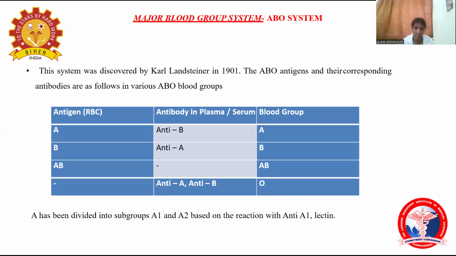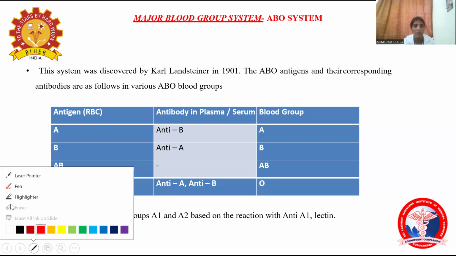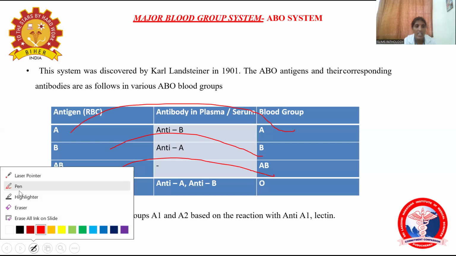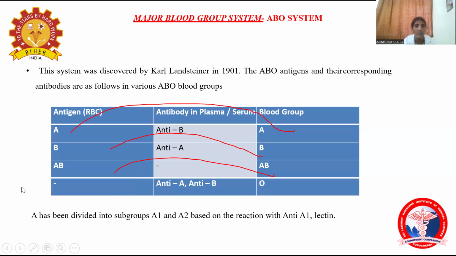For example, if A antigen is present in the cell membrane, it is A blood group, and if B antigen is present in the cell membrane, it is B blood group. Can you all follow? Yes. So A antigen, A blood group; B antigen, B blood group; and when both antigens are present on the cell membrane, it is called AB blood group. But what you see in between is the antibody, right? So what antibodies are present?